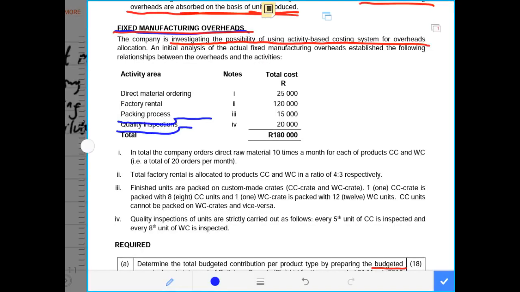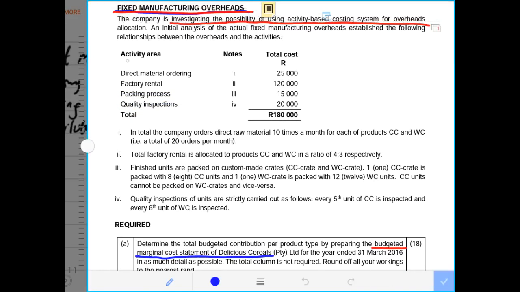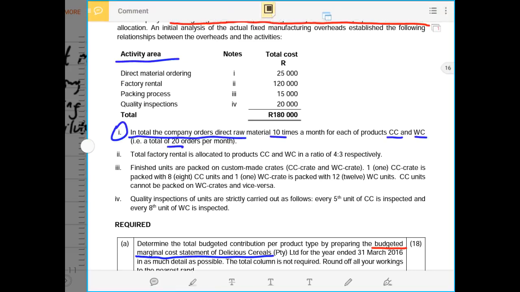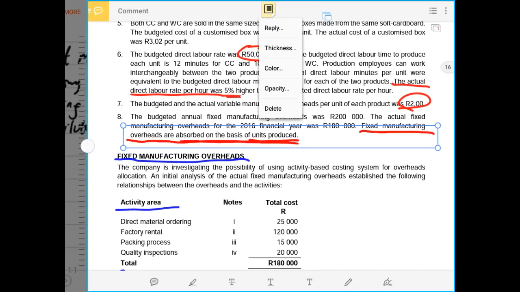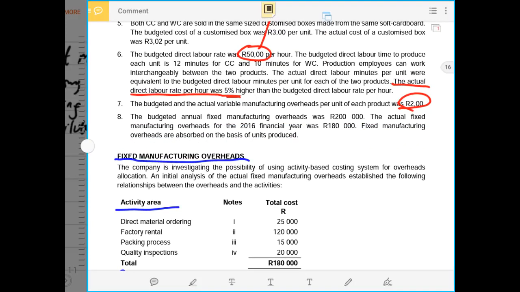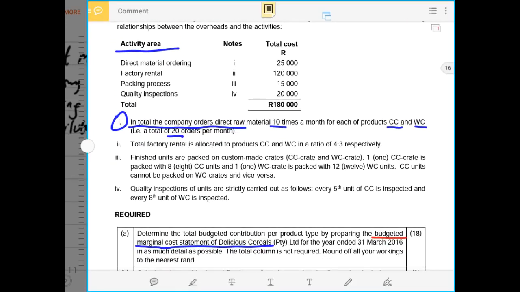So now we have this cost. They have to tell us the cost drivers. They gave us the activity area, but we need the cost drivers. They say the company orders direct material 10 times a month for each of the products CC and WC, which in total is 20 per month. And now be mindful of the months. They give us information on a monthly basis, so now we have to split that.